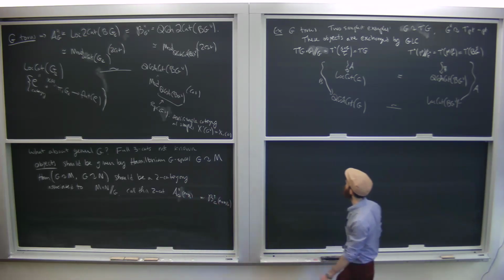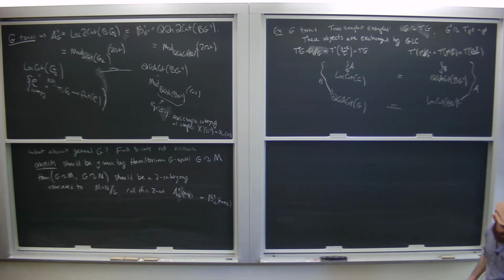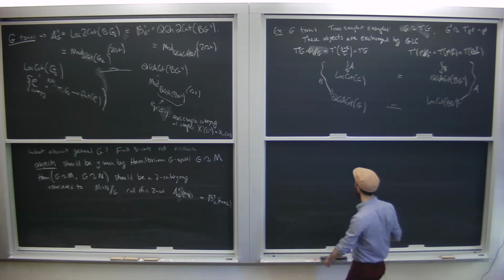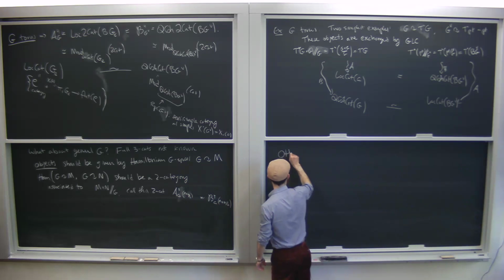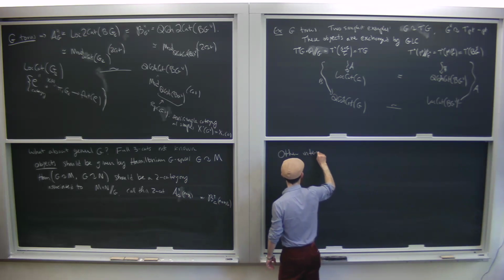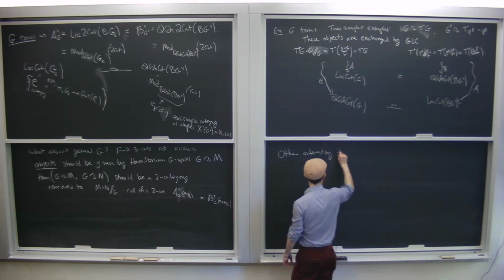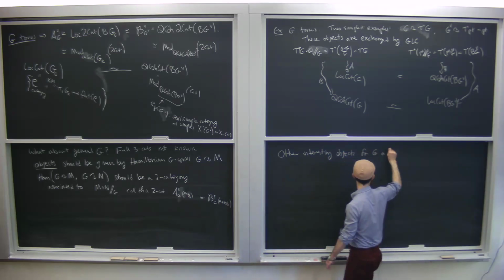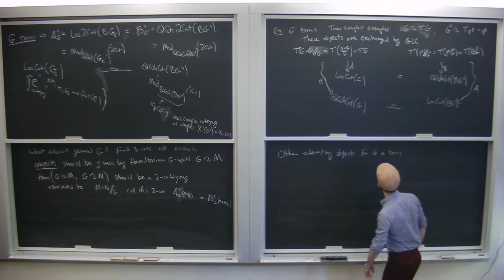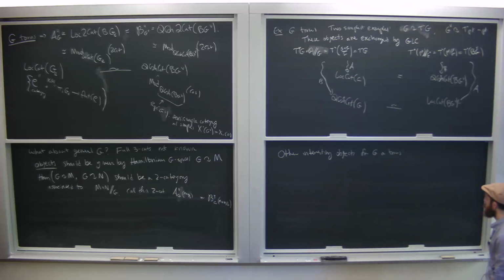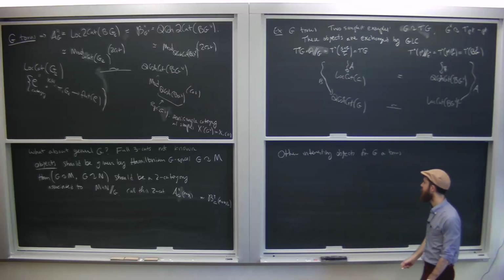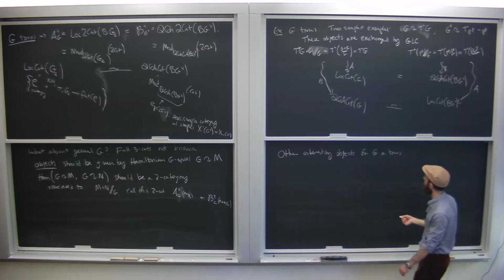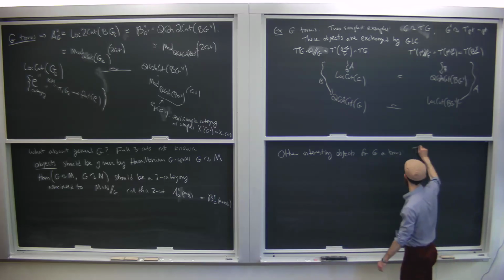So in this torus case, there are other interesting objects for G a torus. So you can ask, what are the other interesting Hamiltonian G spaces for G a torus? And the answer is basically toric varieties, or rather cotangent bundles of toric varieties.